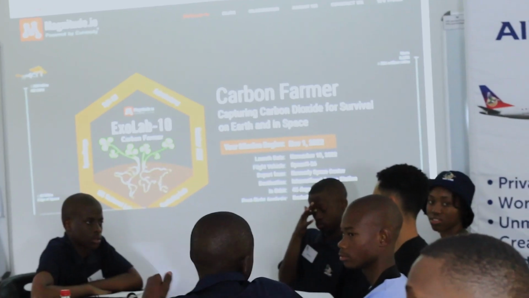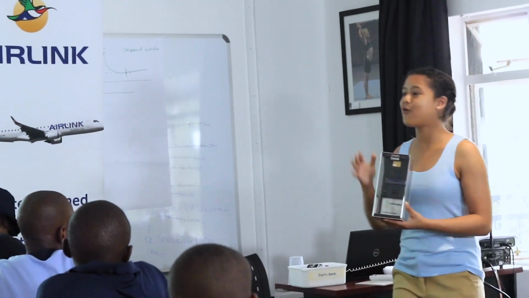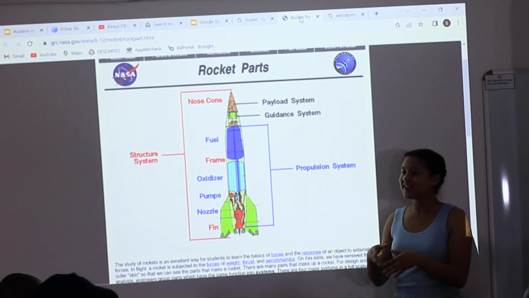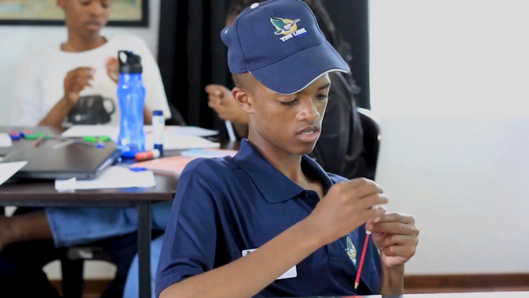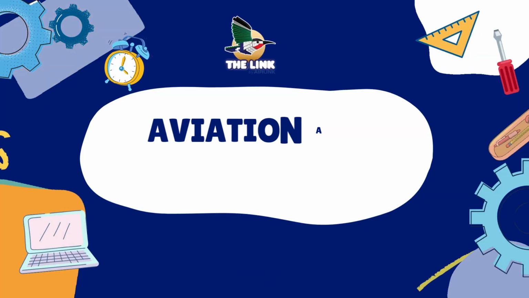Afterwards, we had a bit of a space talk where we covered the Exolab, which is mostly about astrobotany as well as astrobiology. We also spoke a little bit about aerodynamics on aircraft as well as rockets. And then afterwards, the kids got the opportunity to investigate spaceflight using a little paper rocket as well as a little straw, and we had a bit of fun with that.